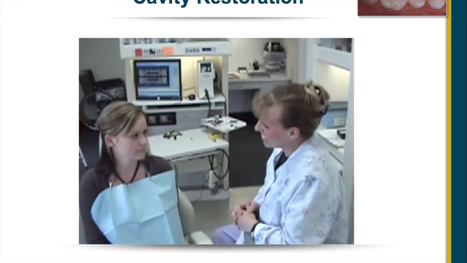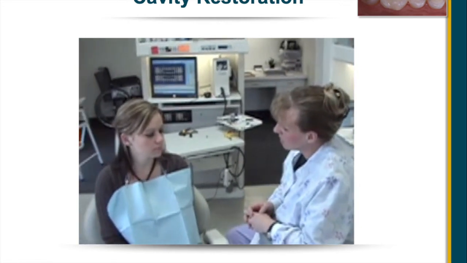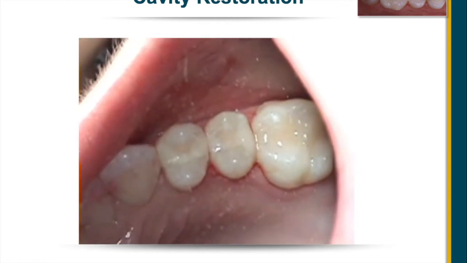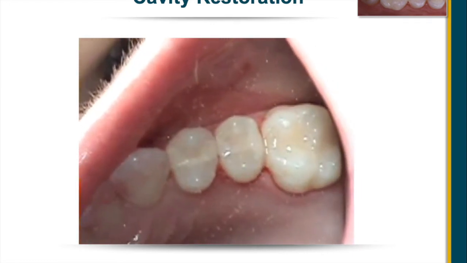Once the restorations are complete, the patient is set to an upright position and the assistant inquires about the patient's bite. The patient is pleased with the bite, and this is a picture of the completed restorations.